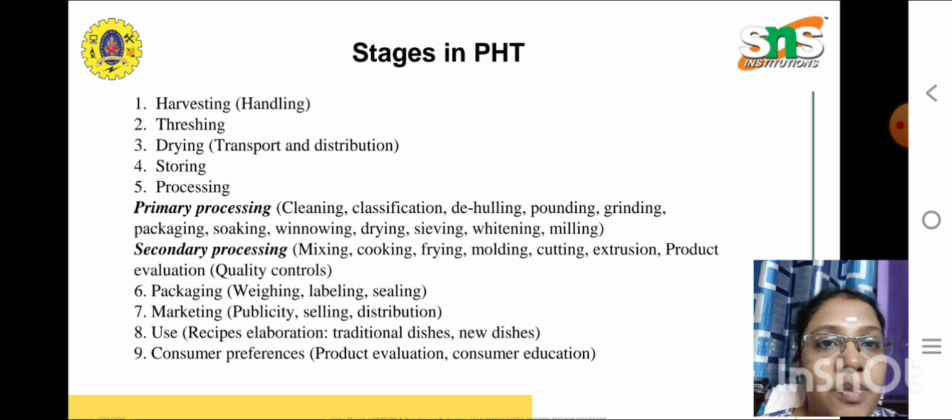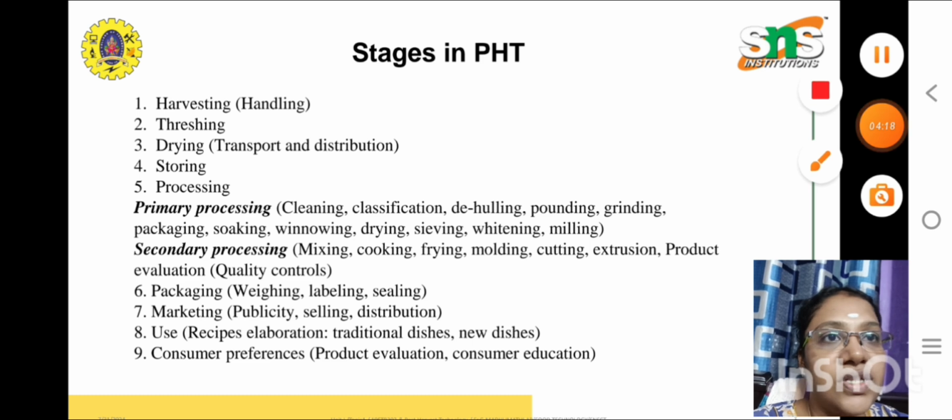So next, after processing we get into packaging, marketing the product, use and the consumer preferences. So these are the various stages in the post harvest technology.